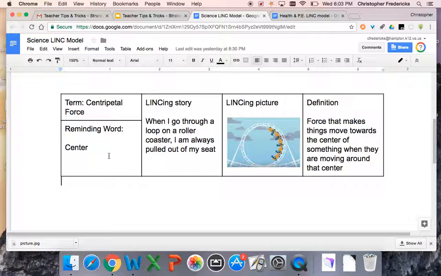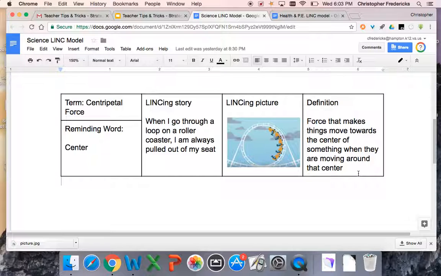So the reminding word for me was center. Here's my story: when I go through a loop on a roller coaster, I'm always pulled out of my seat. The linking picture. And for this, quite honestly, I had to look up a physics-based definition, because I wanted to ensure I had the correct thing, and that was: force that makes things move towards the center of something when they are moving around that center.